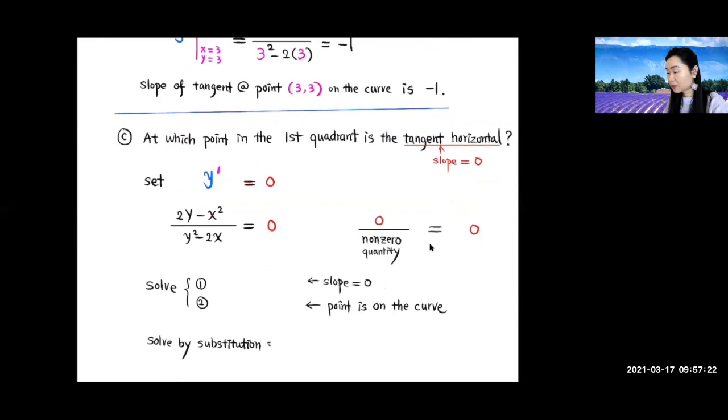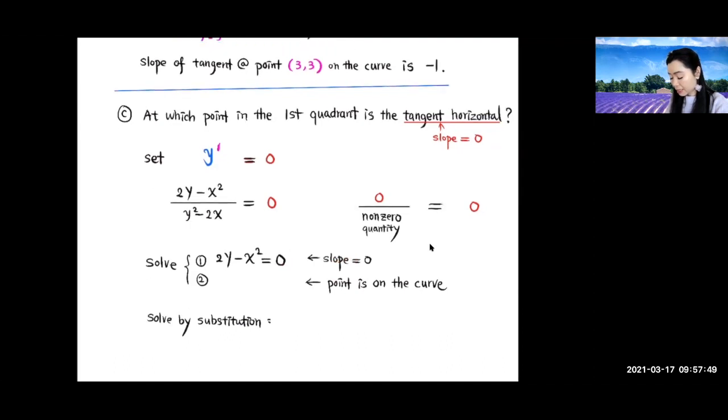Now, for this quotient to be equal to 0, then the numerator will have to be equal to 0, and the denominator not equal to 0. 0 divided by a non-zero quantity will be equal to 0. Okay, so we'll have this numerator here equal to 0. So you have 2y minus x squared equal to 0. This comes from the slope equal to 0.